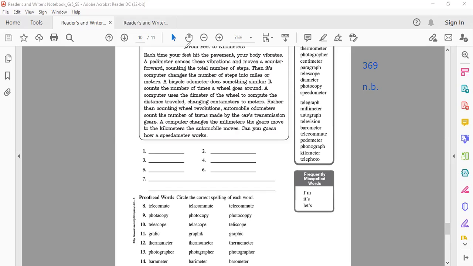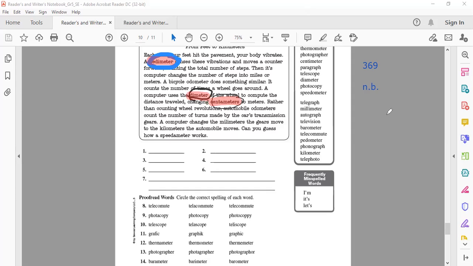Okay, excellent job. So now in this passage, we have 6 spelling mistakes and also a punctuation error in a sentence. Let's go ahead with the spelling mistakes first. Speedometer. Excellent. Who has another mistake? Centimeter. Please, can you circle it? Diameter, centimeter. Excellent. What else?